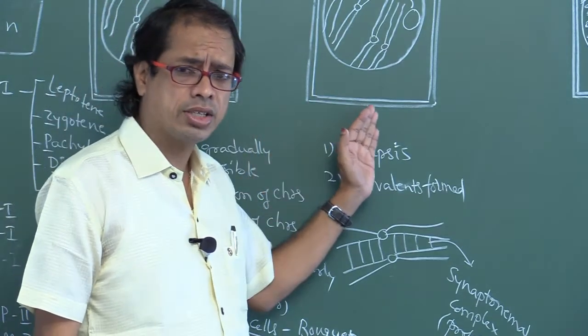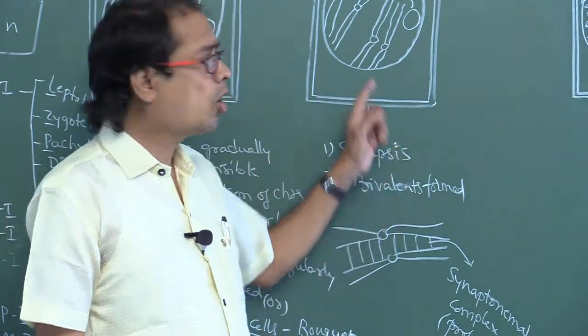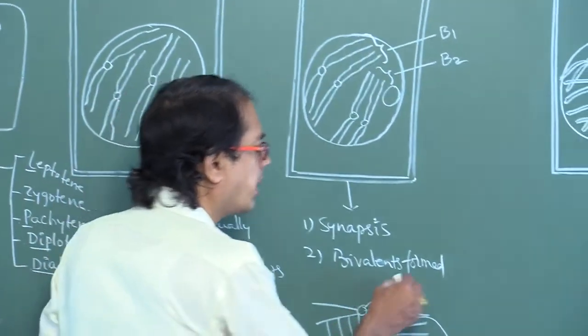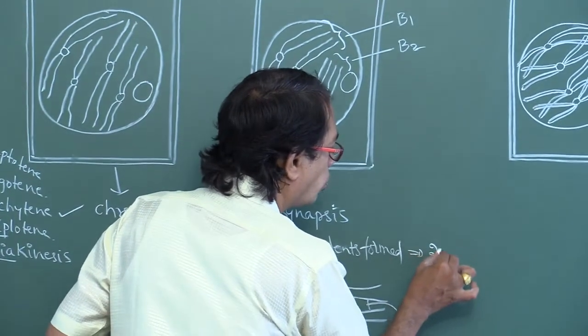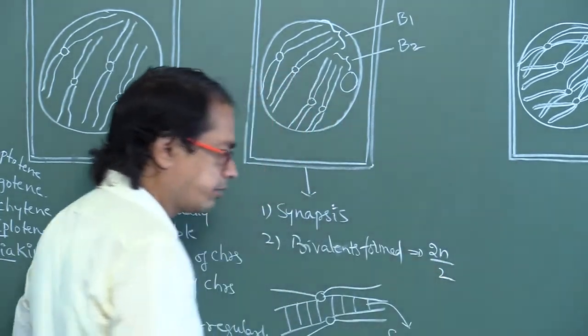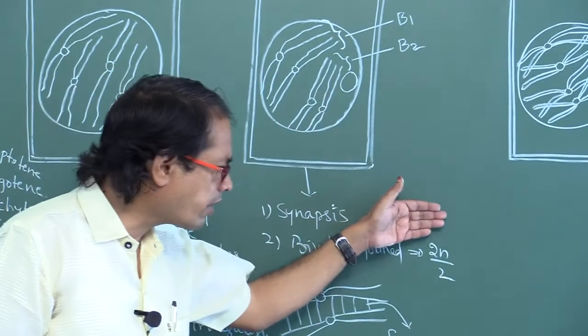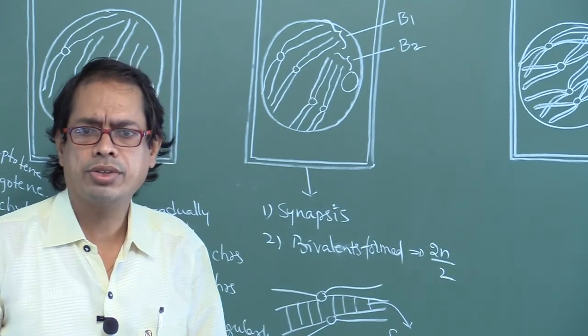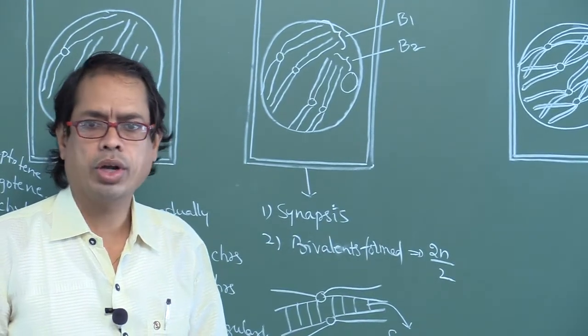One is synapsis, and the other is that bivalents are formed. How many bivalents are there? 2 bivalents. The number of bivalents is 2n by 2. We have to take 2n by 2, the diploid number of chromosomes divided by 2. That is the number of bivalents. Number of bivalents in maize, 2n is equal to 20, no?